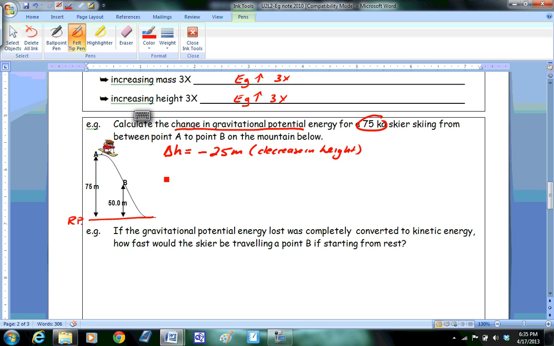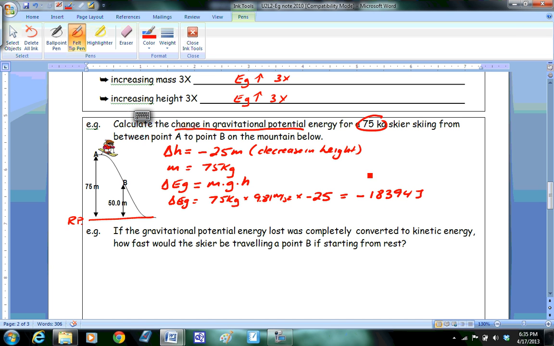Now the mass of the skier is 75 kilograms. And I know my equation is EG, my change in gravitational potential energy, is equal to mass times g times my change in height. So in this case, my mass is 75 kilograms multiplied by 9.81 meters per second squared multiplied by my height. In this case, it's a negative value because I've decreased my height. And when we plug the numbers in, we get a value of negative 18,394 joules.